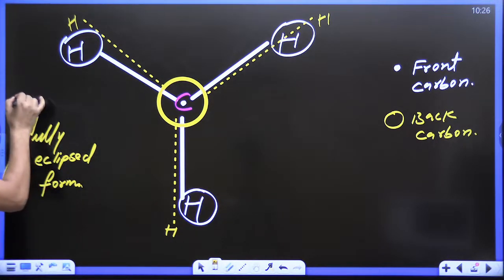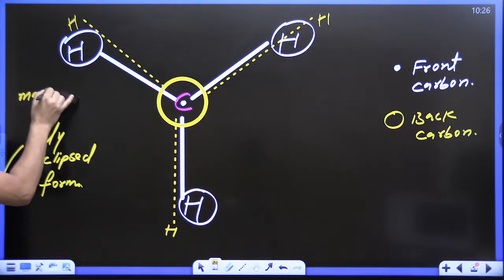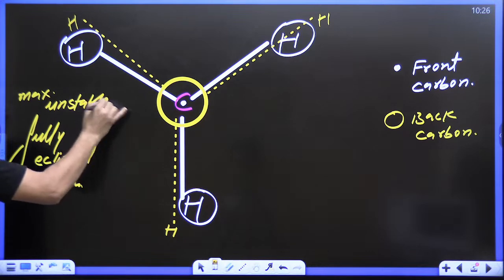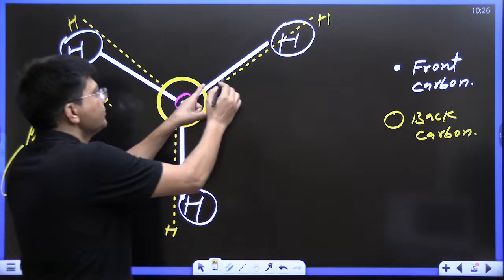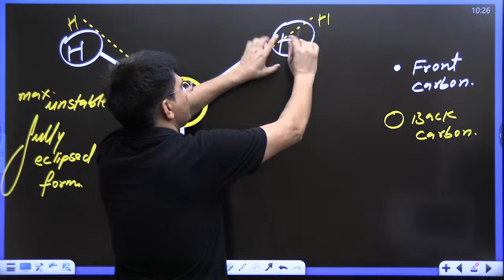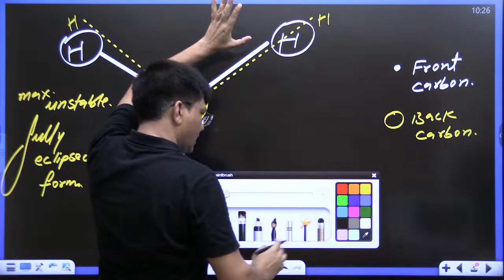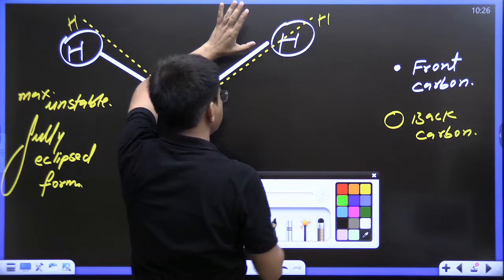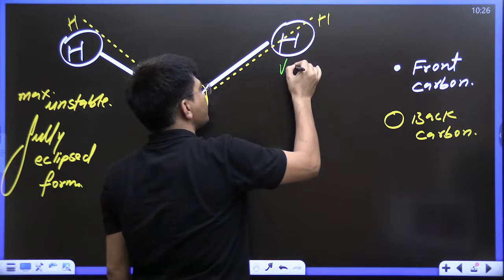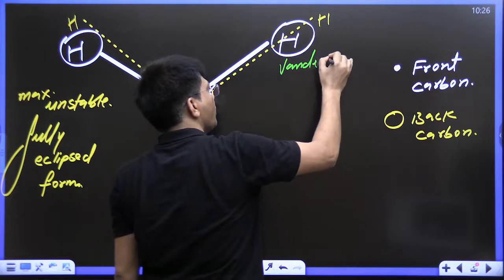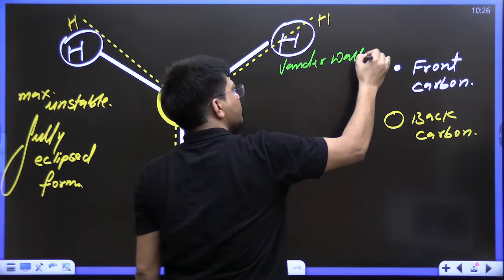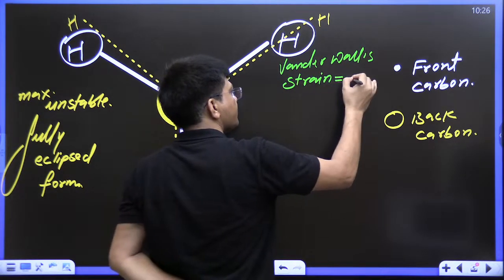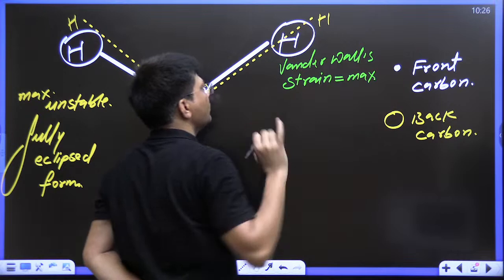Most unstable, maximum unstable. So what are the two reasons for its instability? See, these two hydrogen atoms are nearest to each other, and these two hydrogen atoms are nearest to each other. That means this is indicating van der Waals strain is maximum. So what is van der Waals strain?